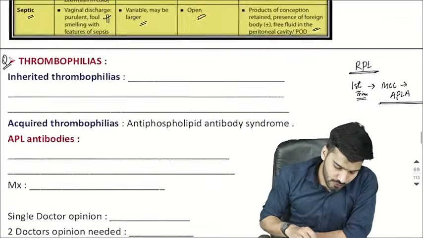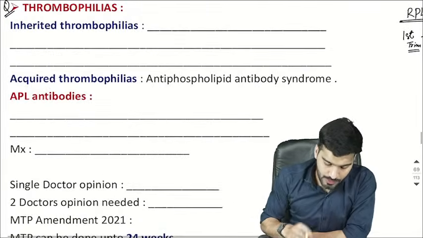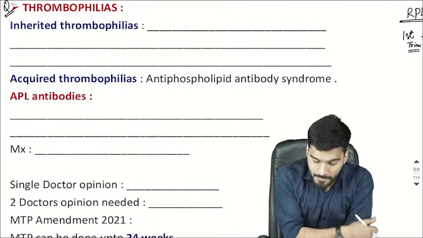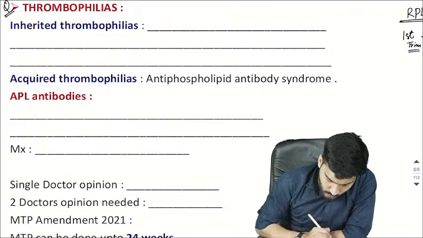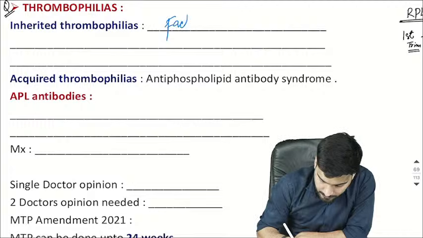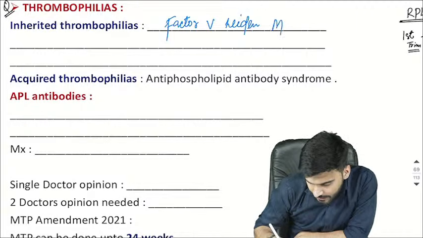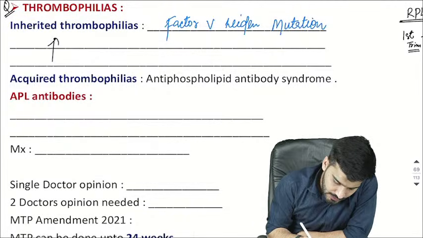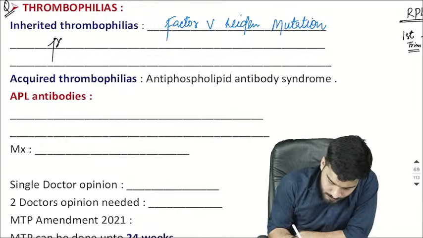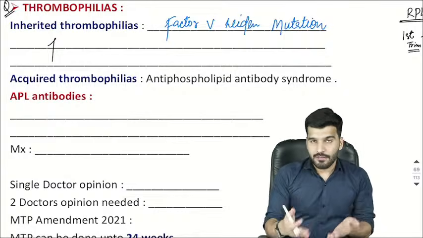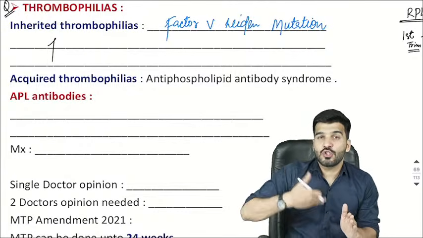Now, if we talk about the thrombophilias, we have 2 types. One is inherited thrombophilia. The next one is acquired thrombophilia. Now, what can be the reasons for inherited thrombophilias? First of all, we can have a factor 5 Leiden mutation. Number second, there can be a deficiency of natural anticoagulants in our body, that is protein C and protein S. Because what is thrombophilia? Ability to form a thrombus.